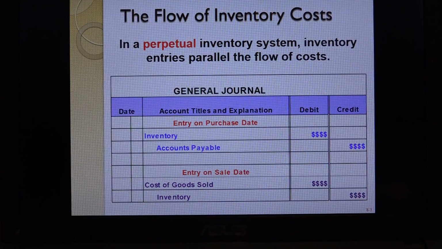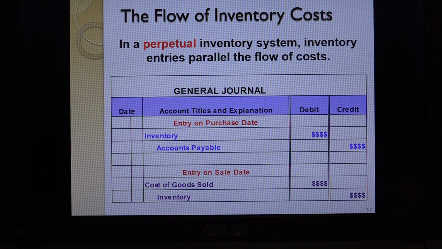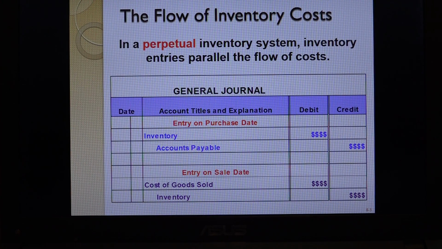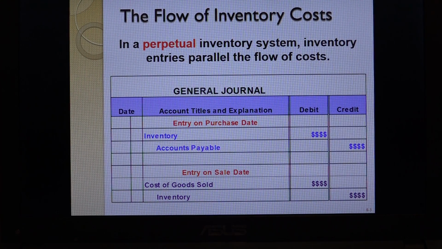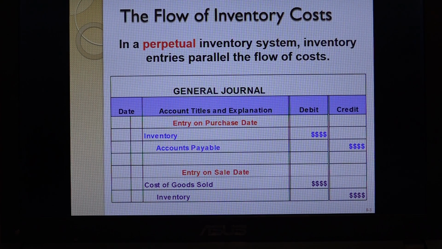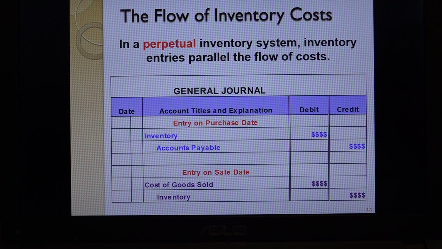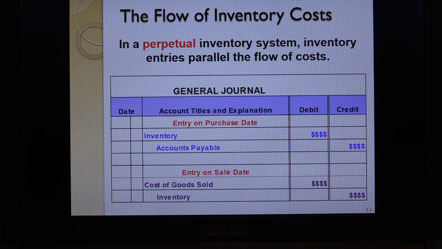I would imagine, as sophisticated as even smaller companies have gotten, and with inventory tracking being what it is these days, much easier with barcodes and stuff like that, there's probably more and more companies going to perpetual, and fewer and fewer staying with the periodic inventory system.